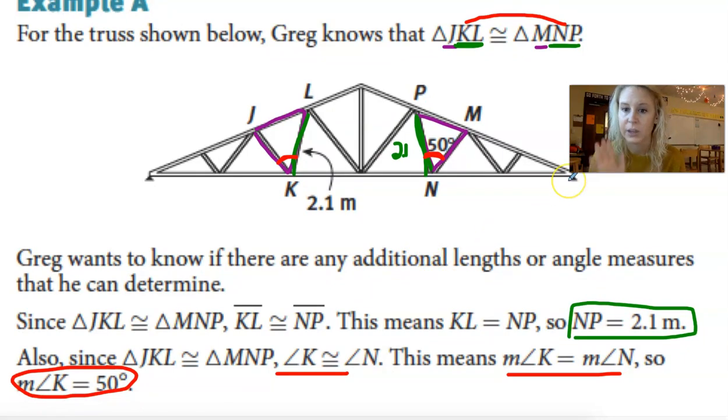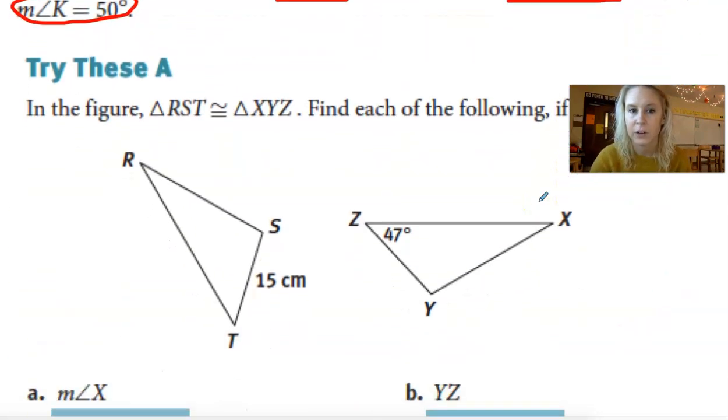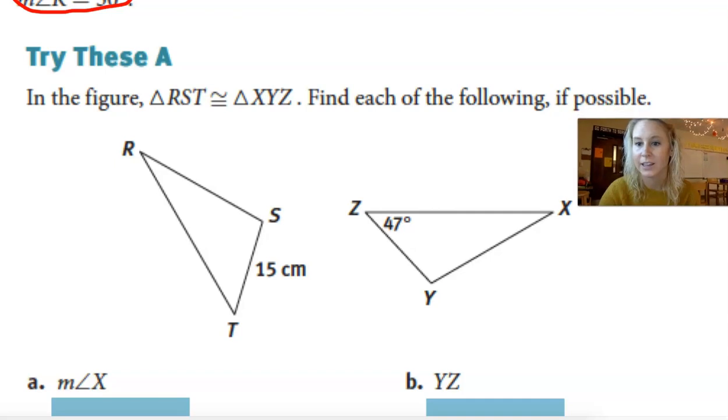Okay? So if you have two congruent triangles and you have a congruent statement and you know information about one, you can go ahead and copy and paste that over to the other triangle. Just make sure it's in the same spot. All right? Let me know if you have any questions on that. Otherwise, you're going to try an example.